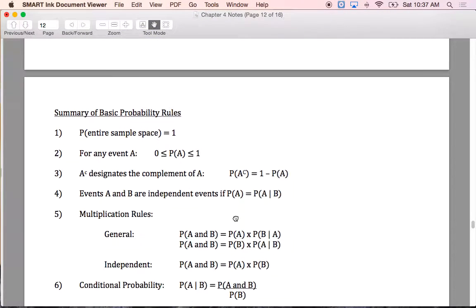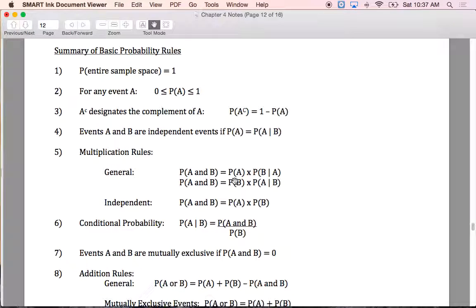The last page of this section is a summary of everything we did in 4.1 and 4.2. It might help you to keep going back and looking at it for all your different formulas. These are all of the probability rules from 4.1 and 4.2.